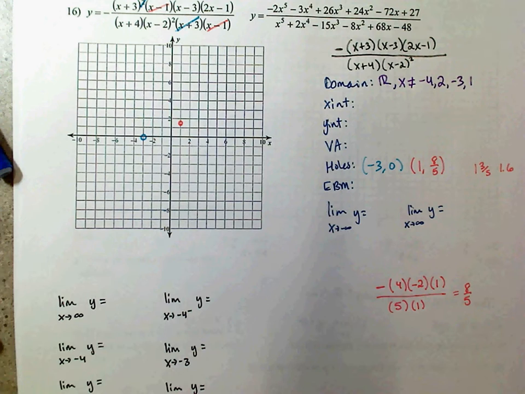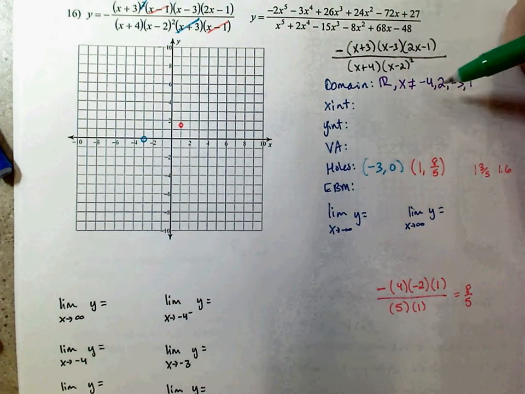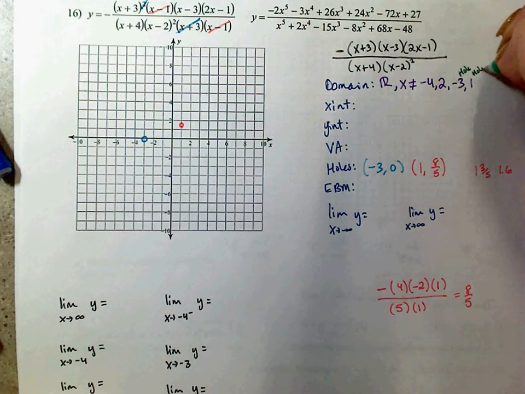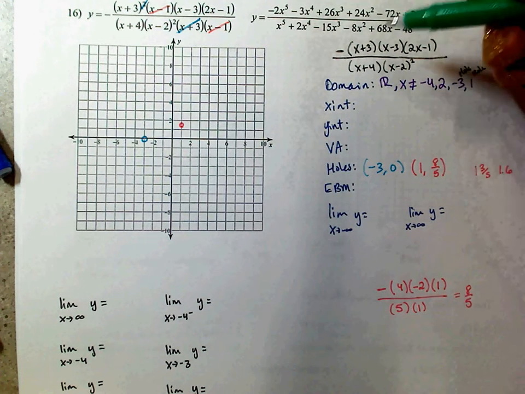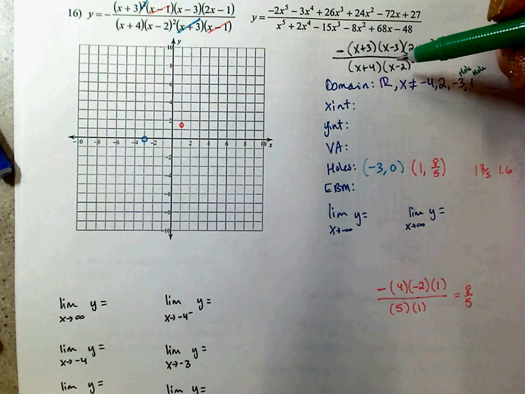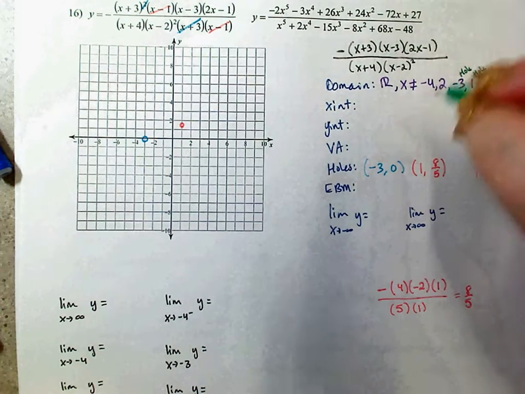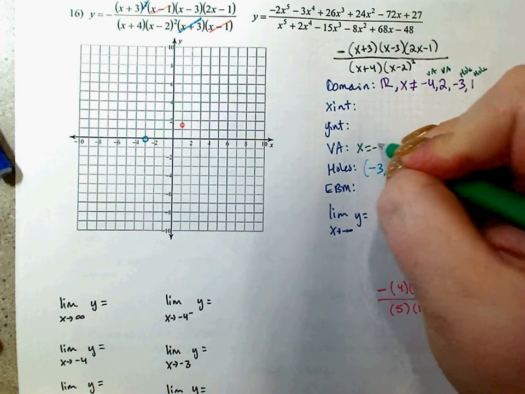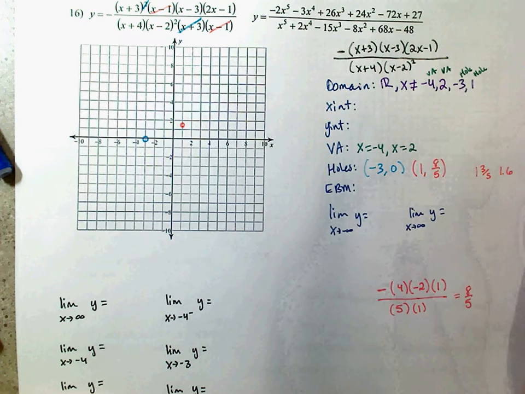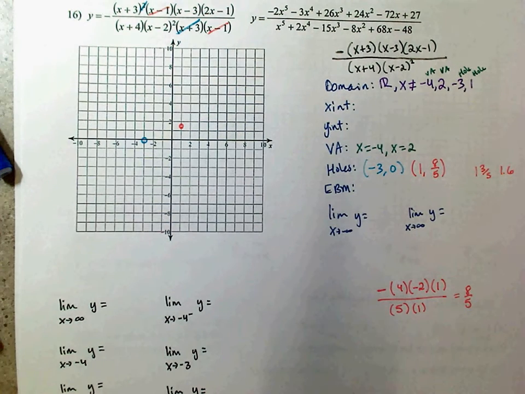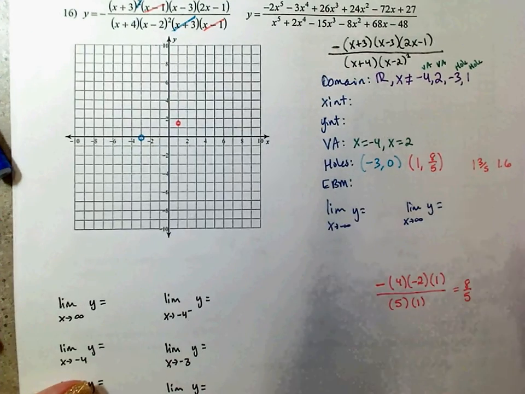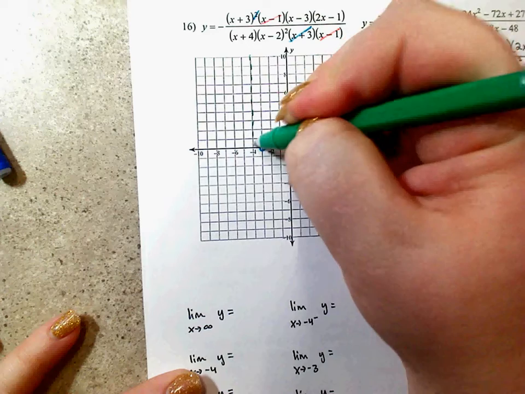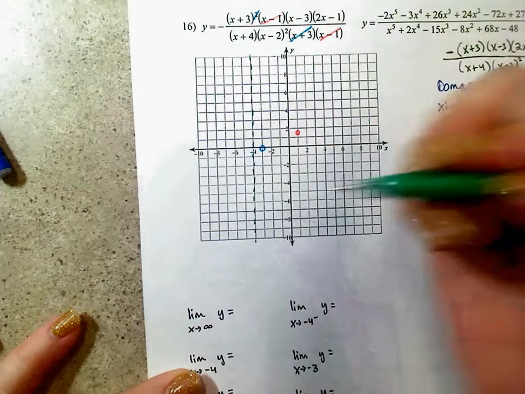Let's go ahead and address the other two in the denominator, though. So we've already talked about -3 and 1. Those are holes. Yeah? So what are -4 and 2? Well, if it's only 0 in the denominator, then it's got to be a vertical asymptote. So I know I have a vertical asymptote at x equals -4 and at x equals 2. Okay, and I'm going to go ahead and sketch those. X equals -4 and x equals 2.